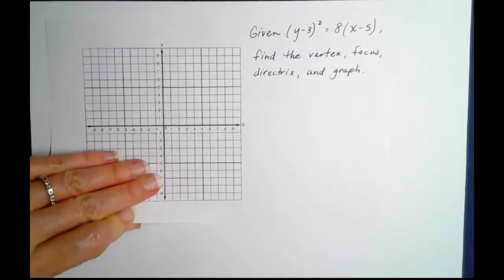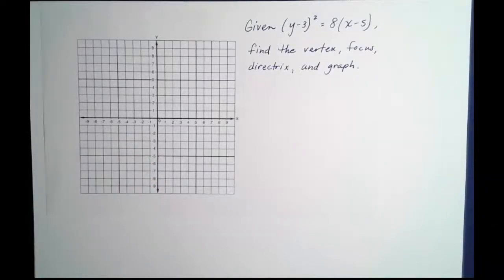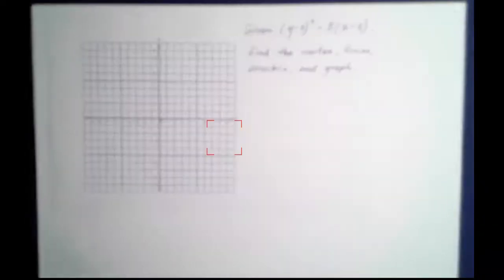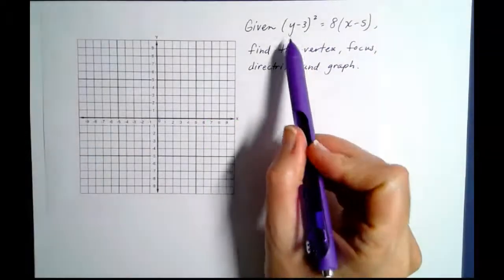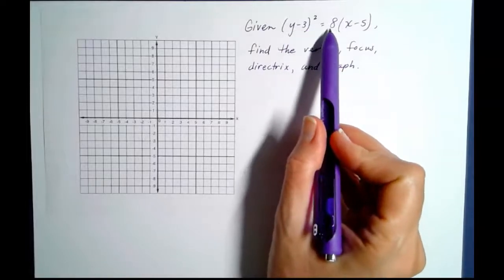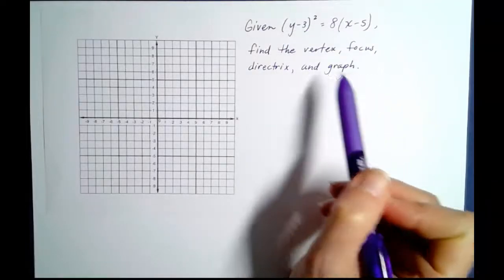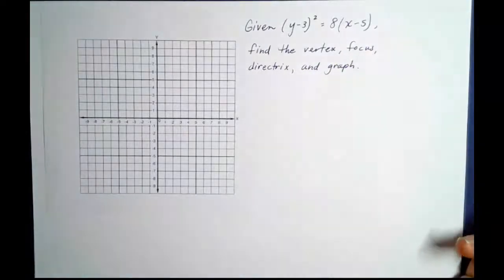Okay, let's do a few problems together. Once again, if you would like some graph paper, you can go to the downloads on our Classes My CCA page, and you can find the link to find this graph paper to help yourself out if you would like some. So, given y minus 3 quantity squared equals 8 times x minus 5, we want to find the vertex, the focus, the directrix, and then we want to graph it.